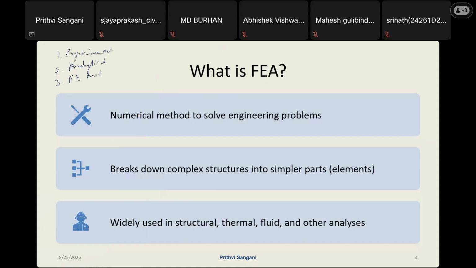Nowadays people are also bringing up machine learning and all that stuff, but we'll keep it aside. We'll talk about this later. But the first one is experimental methods. So what do experimental methods do?